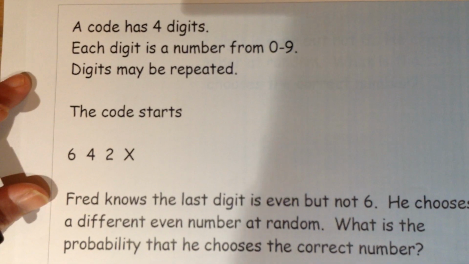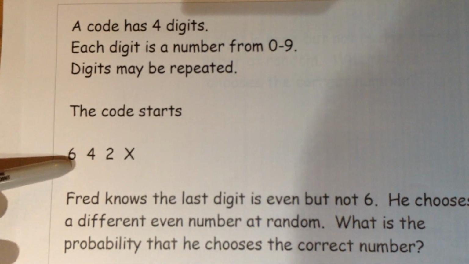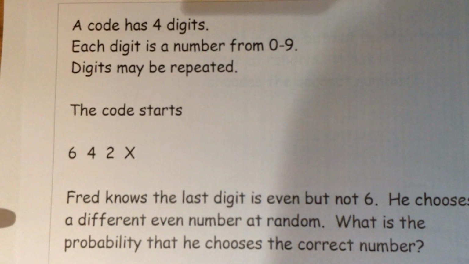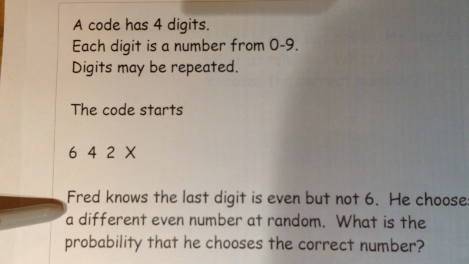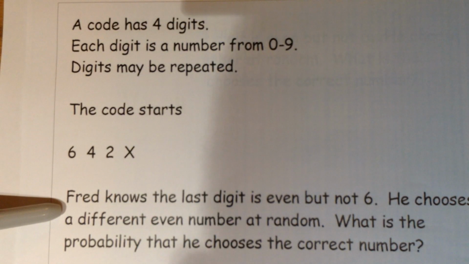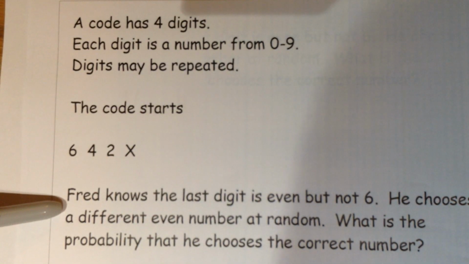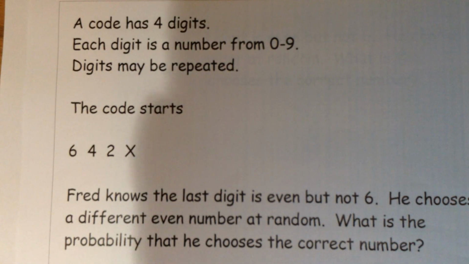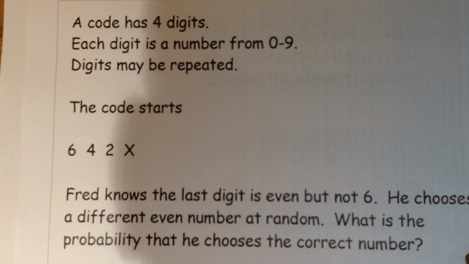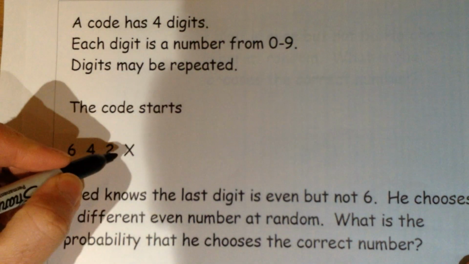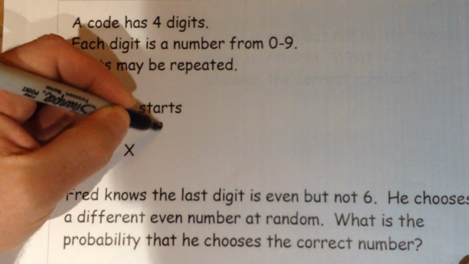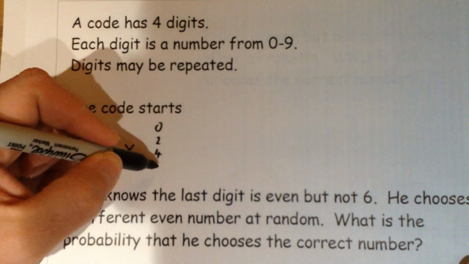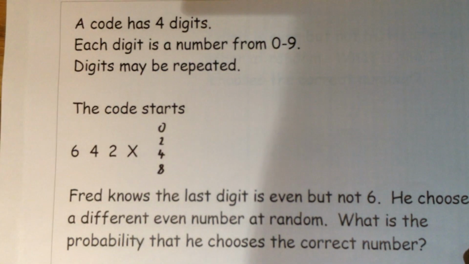So in this scenario, we've got a 4-digit code, we've got the first part of the code, we need to do something involving this last number. We've got that the last digit is even but not 6. So the first thing I would do is write down all the possible things that would work with that scenario. So even but not 6, so that final number could be 0, 2, 4, can't be 6, but it could be 8.